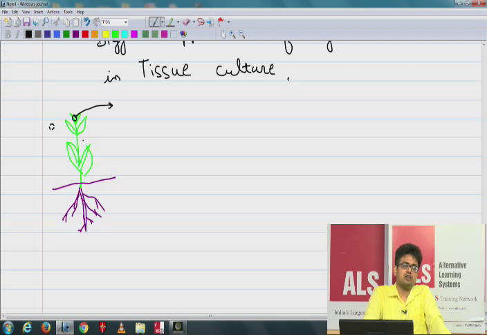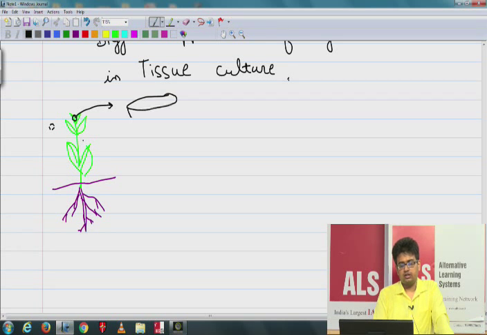It can be a leaf, it can be a flower, it can be any part of the plant. We can take even spore mother cells, or we can take androecium, we can take gynoecium, anything you can take. Now this part is taken out and it is put in an agar-agar solution.